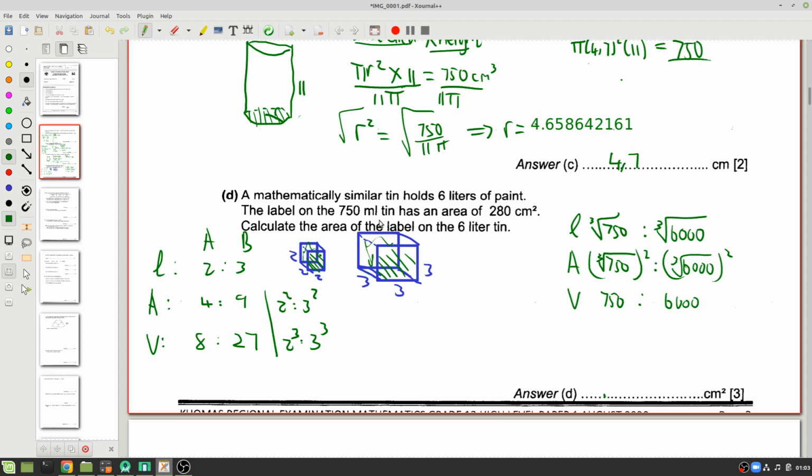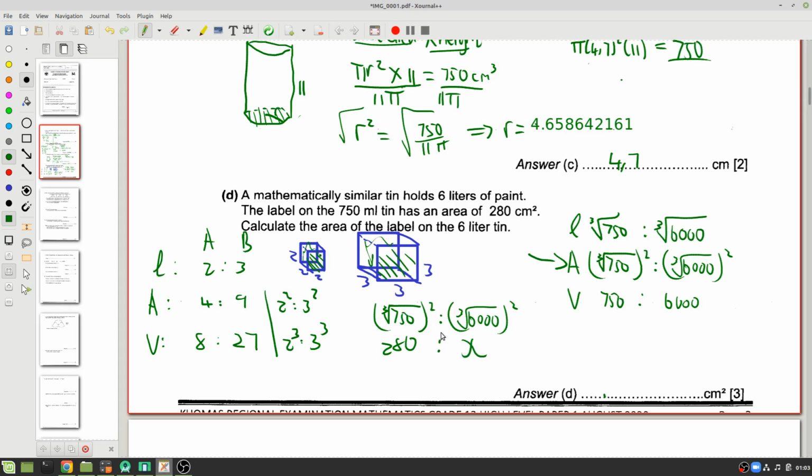Okay, the label on the 750 ml tin has an area of 280. So we're working with the area ratio. Calculate the area of the label on this 6 liter tin. Let me move this ratio out of here, and we'll use it to do the calculation. That's the ratio of the areas, but the actual area of the 750 ml tin is 280, and the actual area of the 6000 milliliter tin is x. We don't know that, so let's call it x.